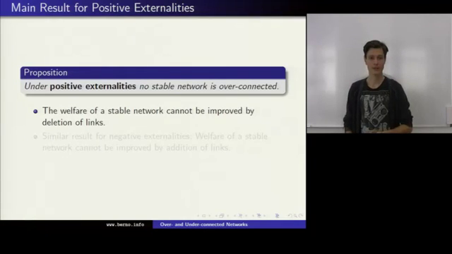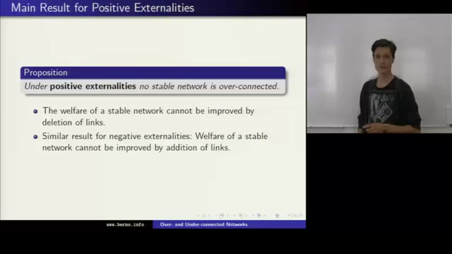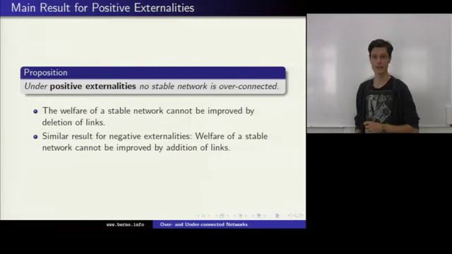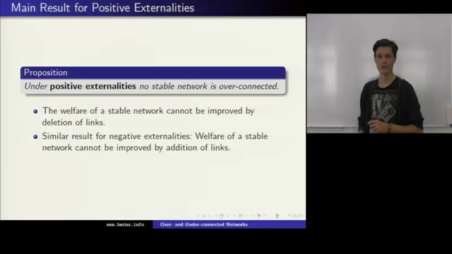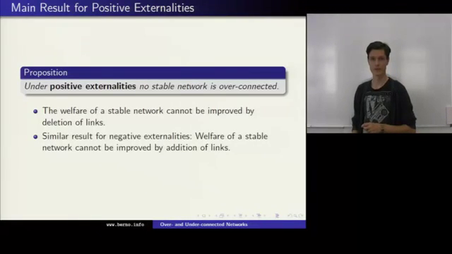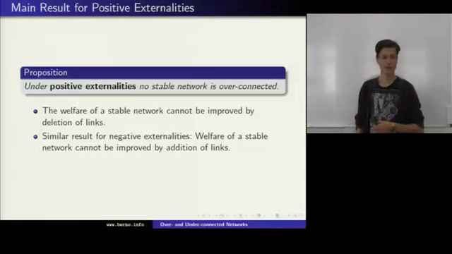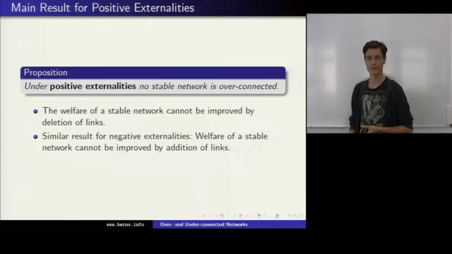Similarly, there are results on negative externalities, but they require some further qualifications simply because the stability notion is not symmetric. But given these qualifications, we get a result which is in full analogy to the positive externalities result in terms of interpretation. So formally, the welfare of a stable network can never be improved by the addition of links.